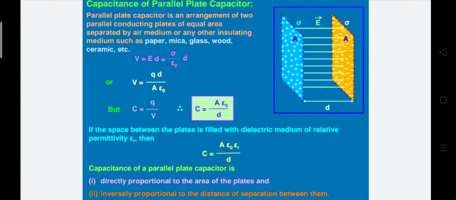Now we'll have an expression for the capacitance of a parallel plate capacitor. A parallel plate capacitor consists of two long plain metallic plates mounted on two insulated stands and placed at a small distance d apart. The plates are exactly parallel to each other, and the space between these two plates is filled with air or some dielectric material.